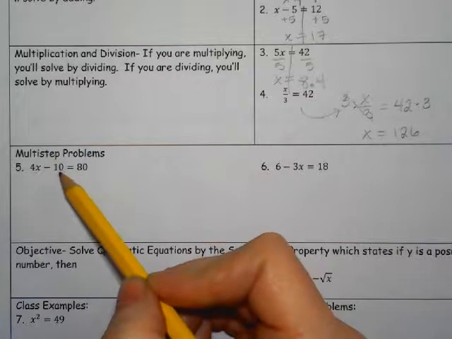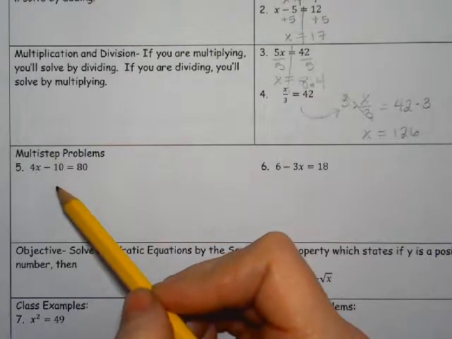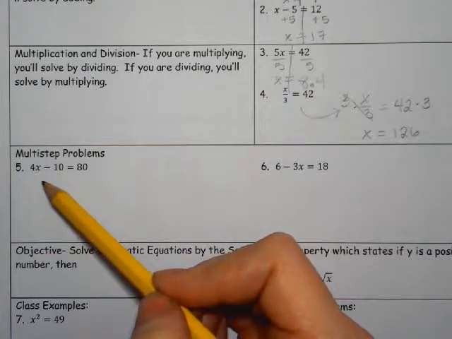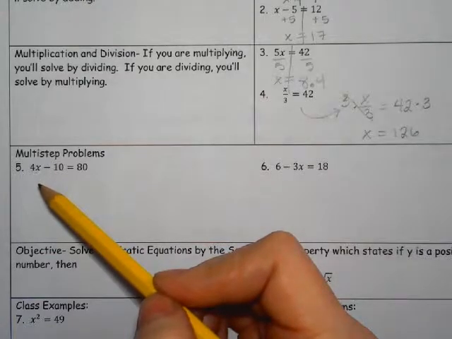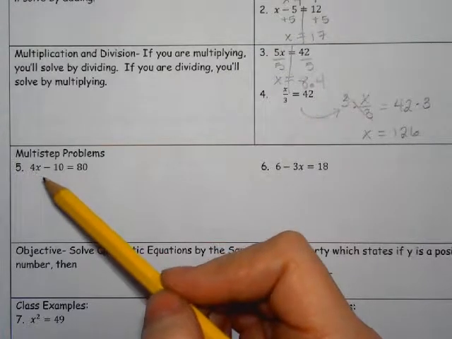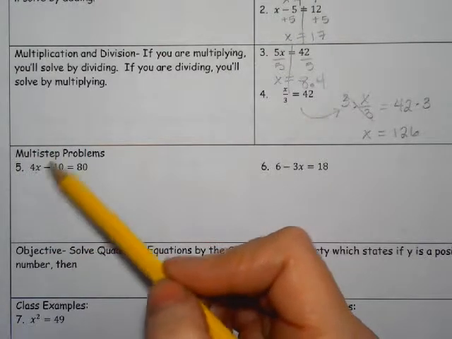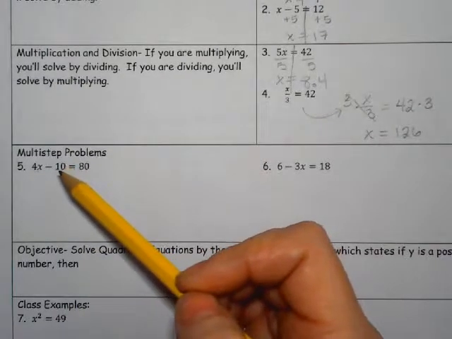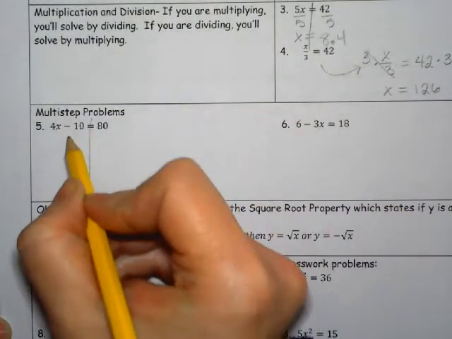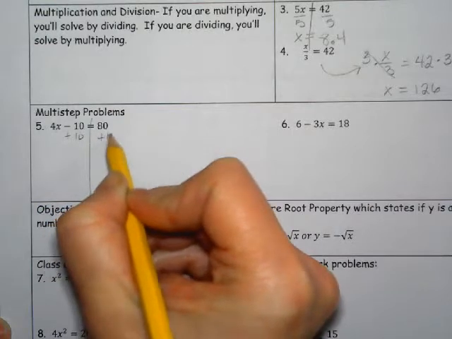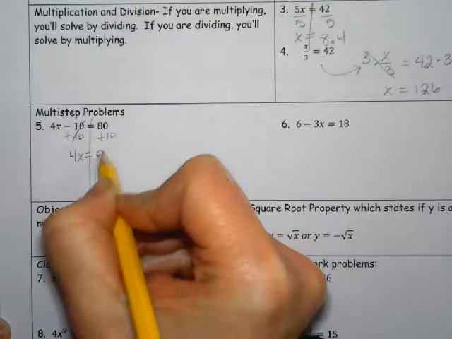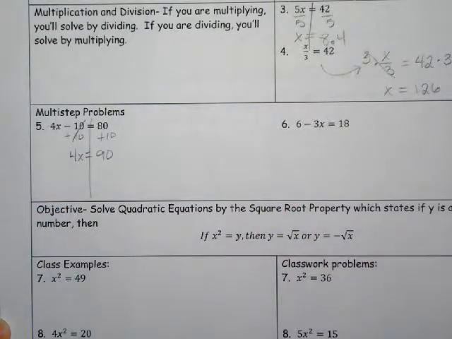So what's the first thing I'm going to get rid of to solve this problem? I'm going to get rid of the 10. So I'm going to put my line down the equal sign, add 10 to both sides. So I've got 4x equals 90. And what am I going to do? Divide by 4. So I've got x equals 22.5, I believe. Yes, 22.5.